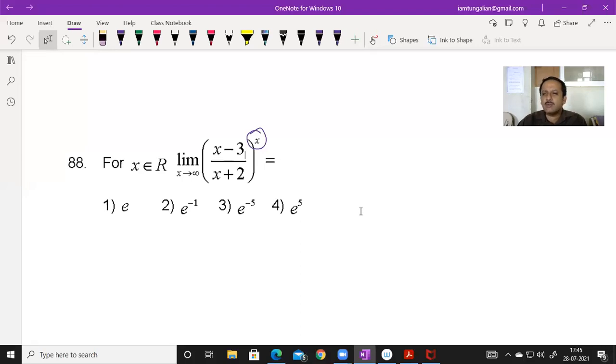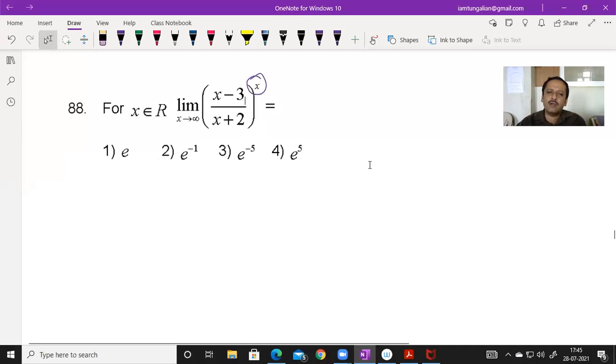When both are polynomials of the same degree, the value will be the coefficient of highest power of x in the numerator divided by the coefficient of highest power of x in the denominator. So the coefficient in the numerator is 1 and in the denominator also 1. 1 by 1 will be 1. And as x tends to infinity, the power will be infinity. So it is of the form 1 power infinity. When it is of the form 1 power infinity, you know the formula.